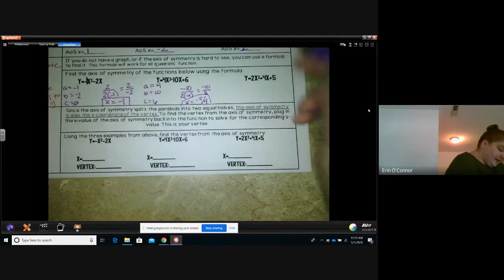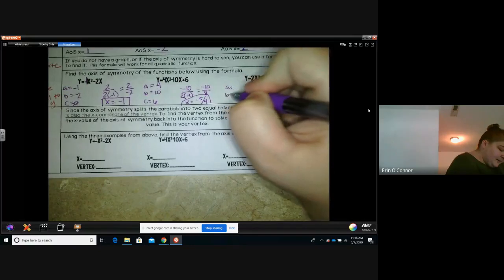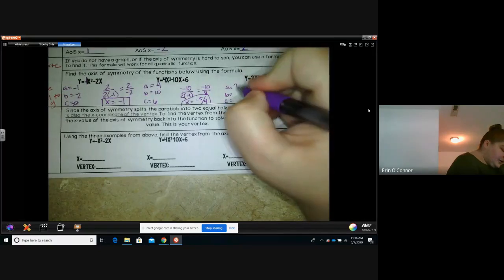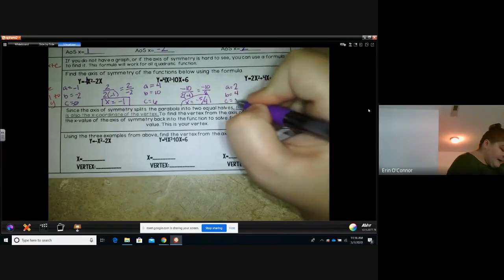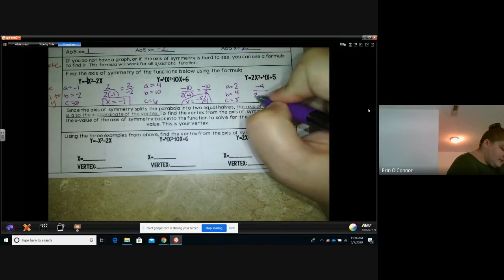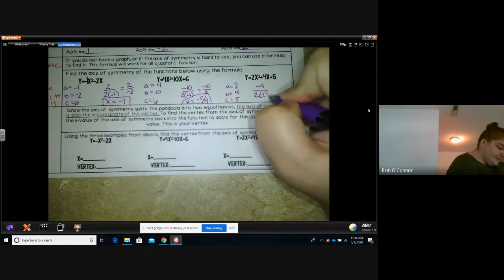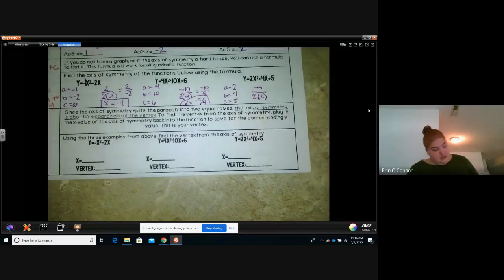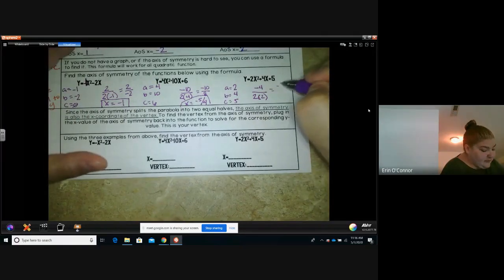And our last one. Try and do this one yourself before I do it. So pause the video. A, B, and C. We get 2, 4, 5. So we get negative 4 over 2 times 2. 2 times 2 is 4, so negative 4 over 4. And x is going to be equal to negative 1.